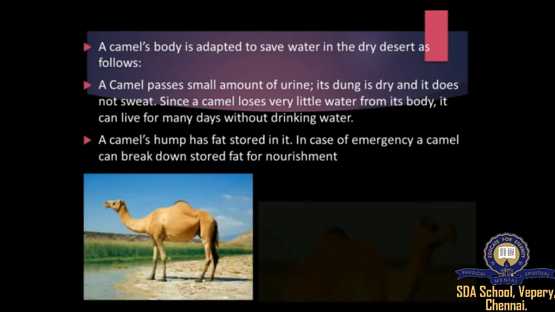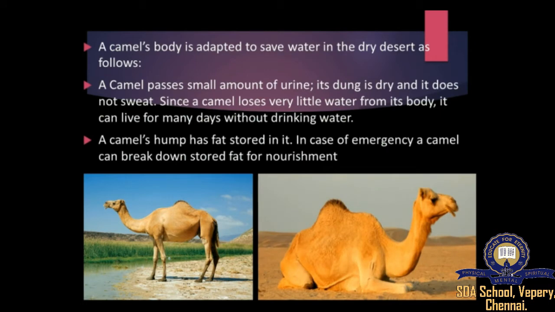Can you see the hump, that bulged portion on its body? That is called the hump. A camel's hump has fat stored in it. It generally stores its fat in that hump, so during an emergency, a camel can break down the stored fat for nourishment.